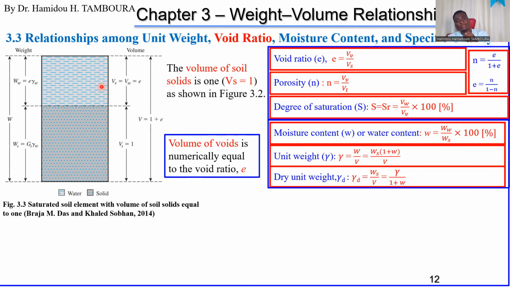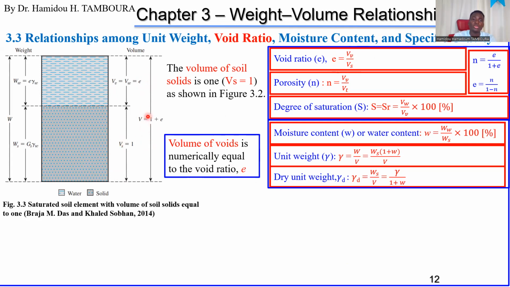In that case, what will happen? But of course, the volume of solid will still remain 1. That will not change. And if the volume of solid is 1, you will automatically have the volume of void is e, as we explained already by using this. Volume of void divided by 1 means e equal to volume of void. So these two will not change.